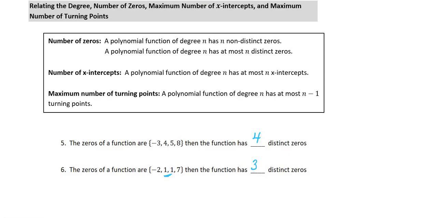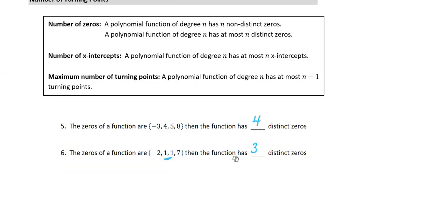Going back up to my definitions, the number of x-intercepts: a polynomial function of degree n has at most n x-intercepts, and the maximum number of turning points of a function of degree n is n-1. I think all that sounds a little bit more confusing than what it really is. Once you see how we apply these concepts, I think you're going to get comfortable with these definitions real quick.